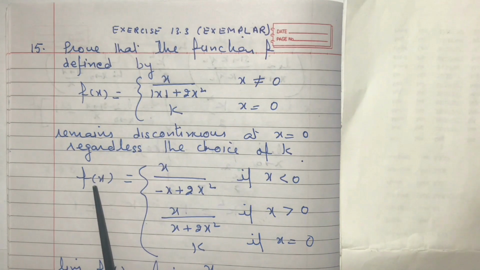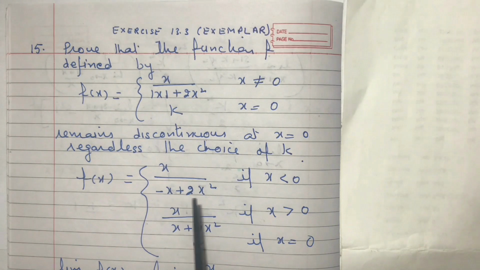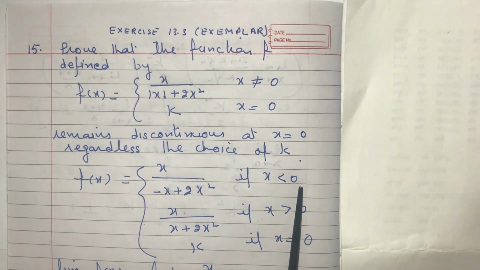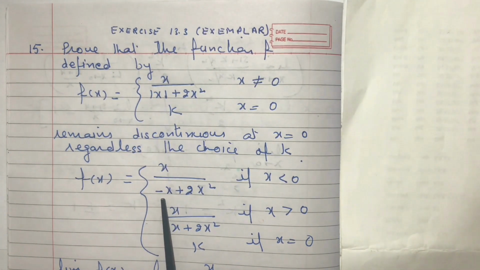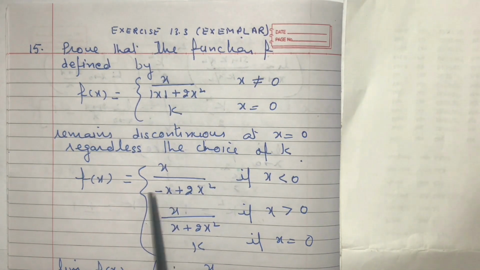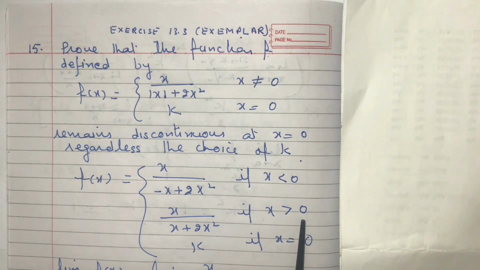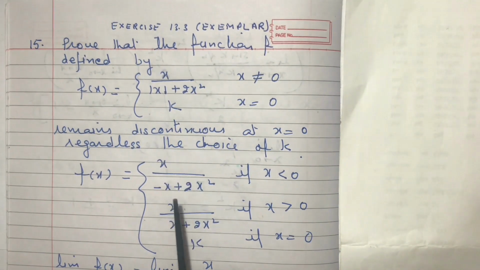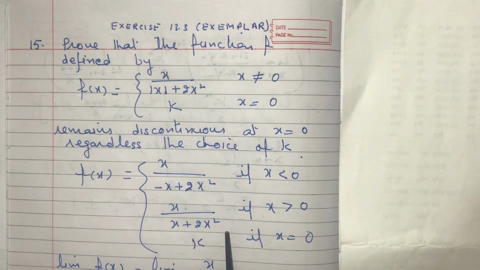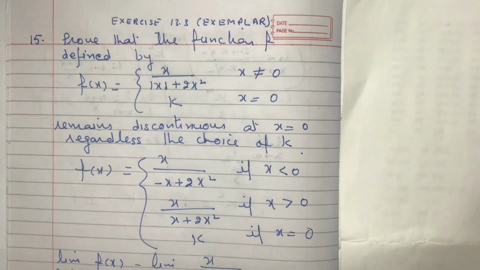How we will rewrite it? Now f(x) is equal to x upon minus x plus 2x square if x is less than 0. अगर x 0 से छोटा होता है तो mod of x आपका minus x होता है. तो हमने यहाँ पर x लेस देन 0 लिया और ये फंक्शन आपका बन गया x अपॉन माइनस एक्स प्लस 2x स्क्वेयर. And if x is greater than 0 then mod of x becomes x, so this function becomes x upon x plus 2x square. If x is equal to 0 this is equal to k.